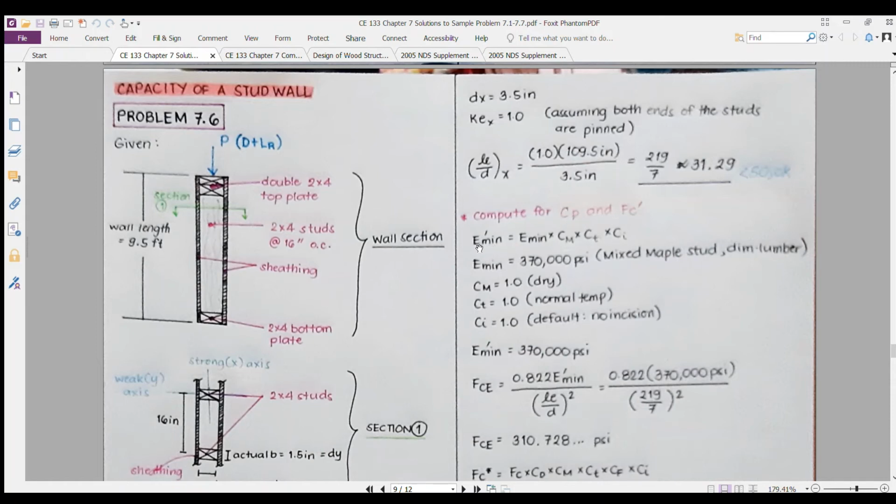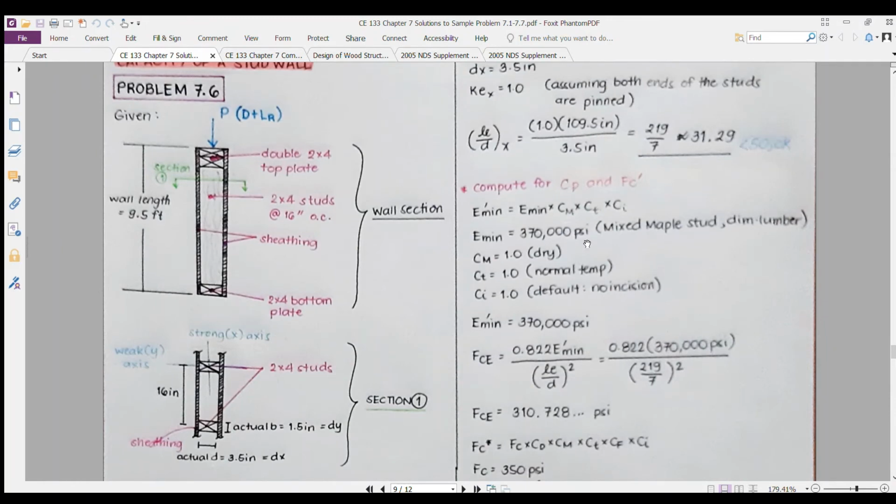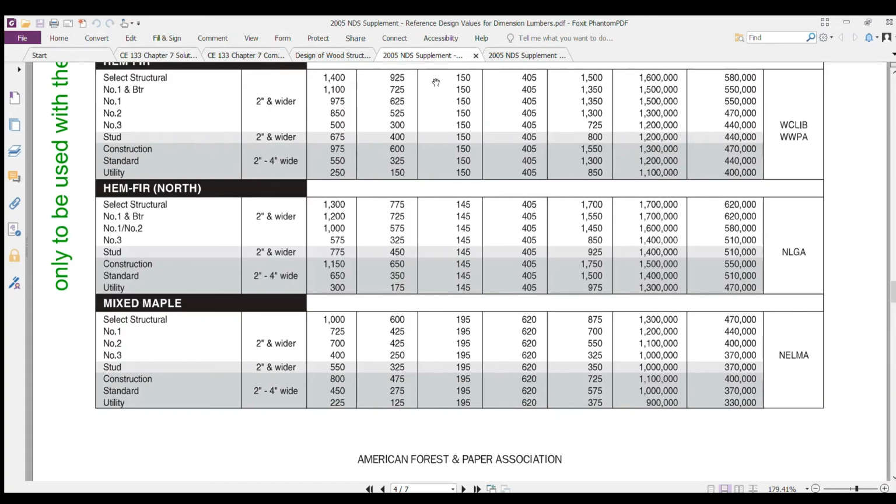First, we are going to get the adjusted modulus of elasticity of the wood. So we have E sub mean prime is equal to E sub mean multiplied by C sub m, C sub t, and C sub i. E sub mean for mixed maple stud is 370,000 psi. Let's see here. For mixed maple under stud, we have a value of E sub mean of 370,000 psi.